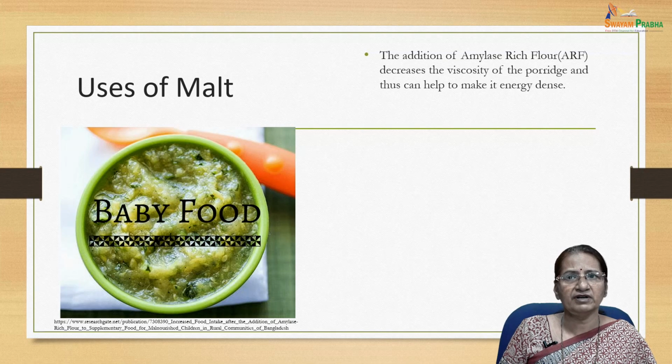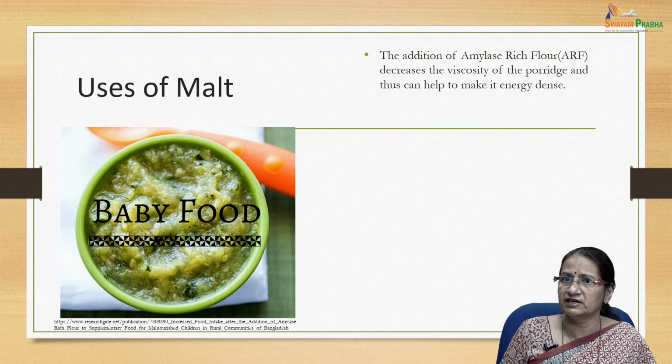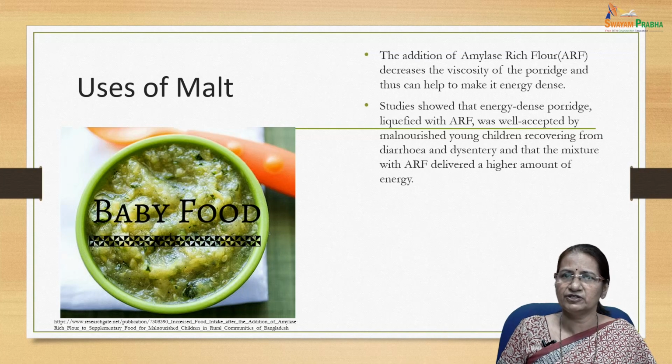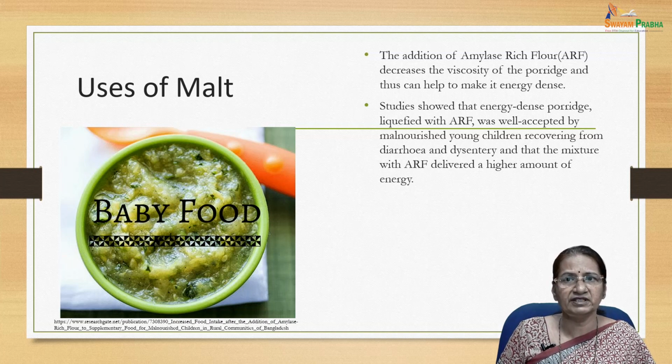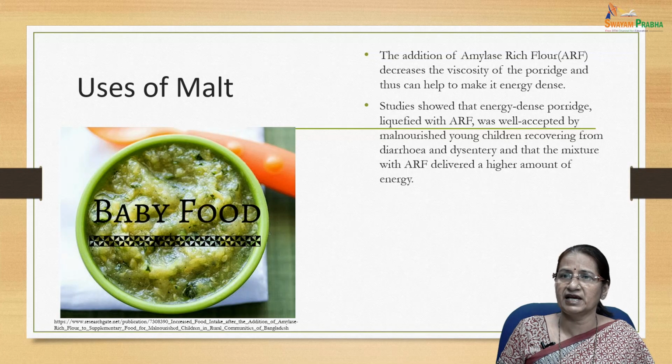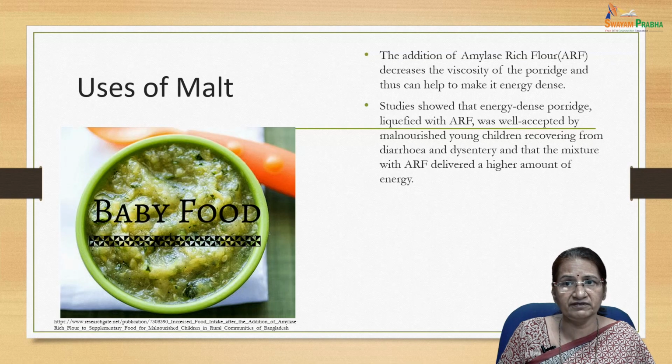The addition of amylase-rich flours, ARF, decreases the viscosity of the porridge and thus can help to make it energy dense. Studies showed that energy dense porridge liquefied with ARF was well accepted by malnourished young children recovering from diarrhea and dysentery, and that the mixture with ARF delivered a higher amount of energy.